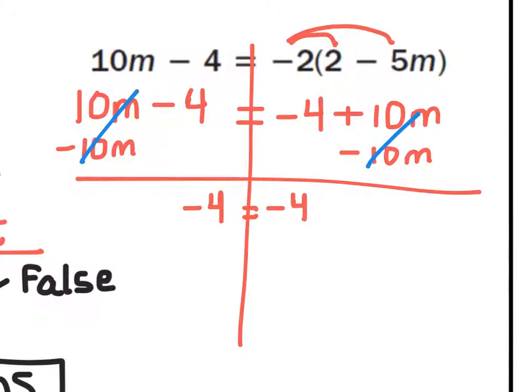This is different from the last one. This is true. Negative 4 is the same thing as negative 4, but it's not a regular answer. Normally we get like x equals 2. We don't have that here, and we say infinite solutions if we end up with something like this.